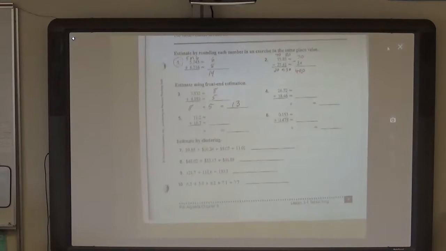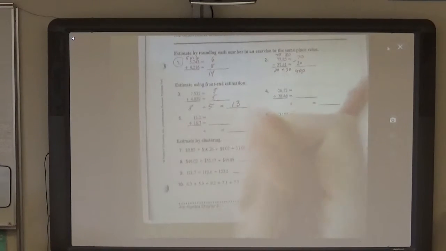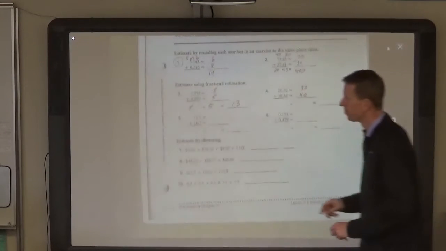Did you get it? What's 26.52 closest to? 30 and 40.